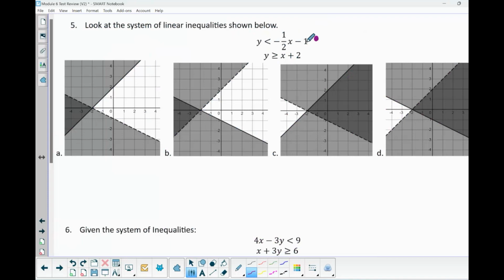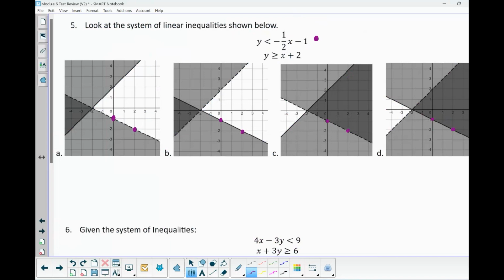My first line has a y-intercept of 1 and a slope of -1 over 2. That means my directions would be down 1, right 2. So from there, I'm going to go down 1, right 2. So this one works. Start at 1, down 1, right 2. This one works too. So all of them have a y-intercept and a slope that is correct to ours.